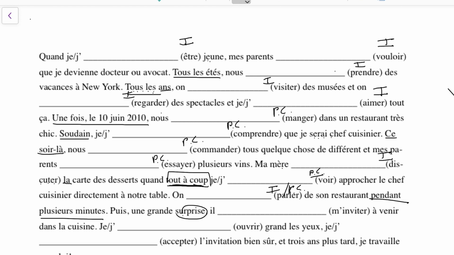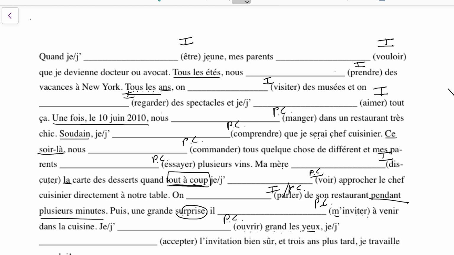Puis, une grande surprise, a surprise. How many times does that happen? Probably just once. The inviting especially only happens once. He's inviting me to come into the kitchen. So, passé composé. Je would ouvrir grand les yeux. I opened my eyes big. How many times does it happen? Just once, so passé composé.